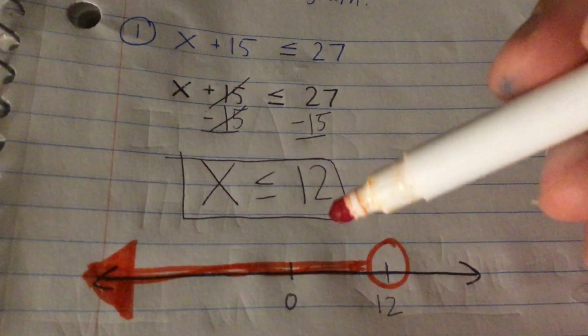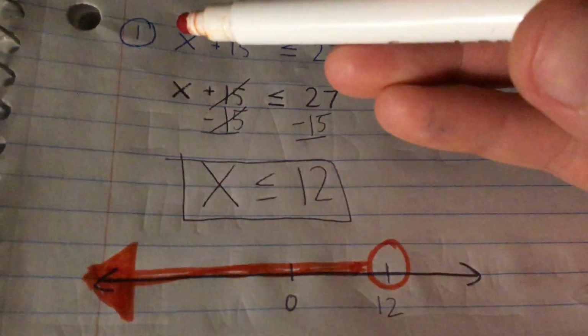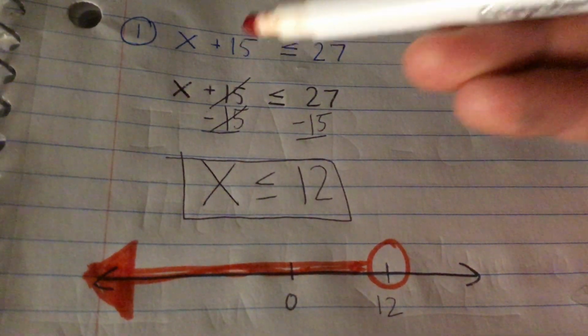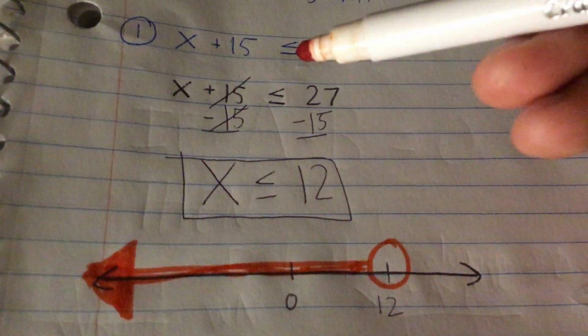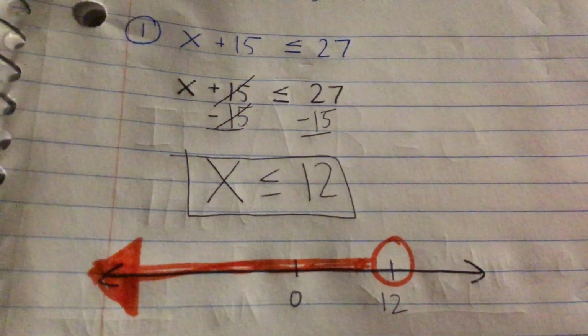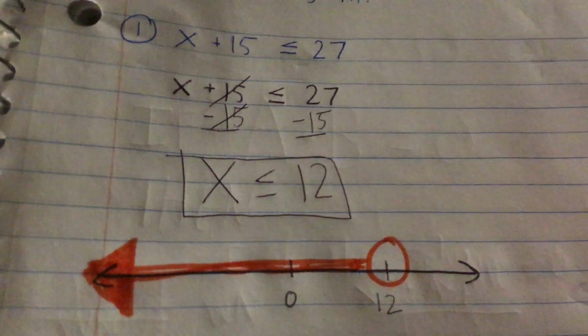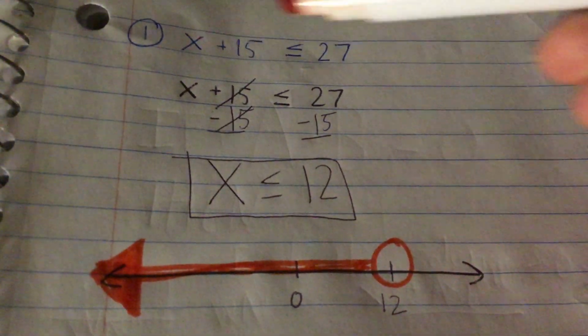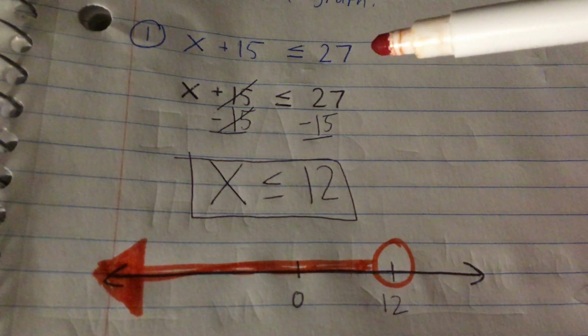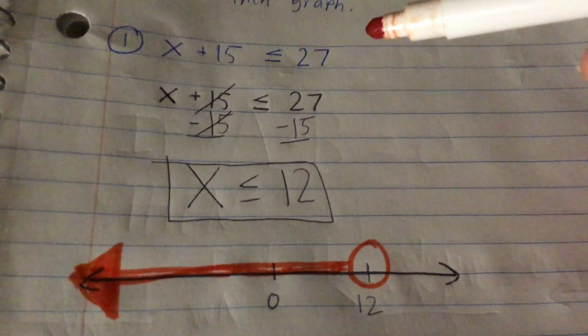Just plug in a random number. Let's go with 8. 8 plus 15 is 23. 23 is less than or equal to 27. It's less than. But let's go one higher, 13. 13 plus 15 would be 28. 28 is less than or equal to 27 would be a false statement. Therefore, that would not be true.